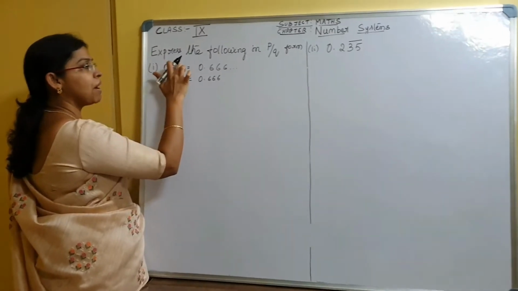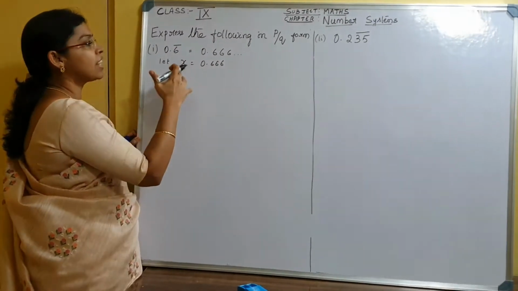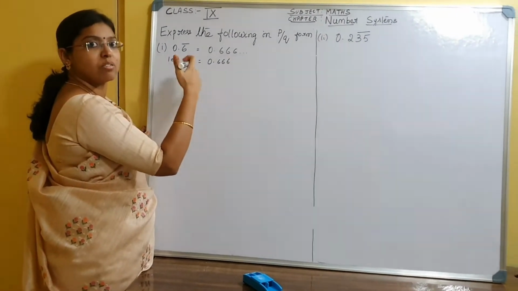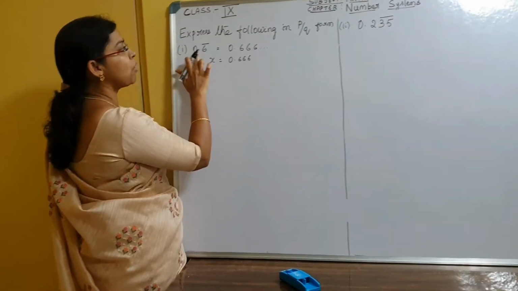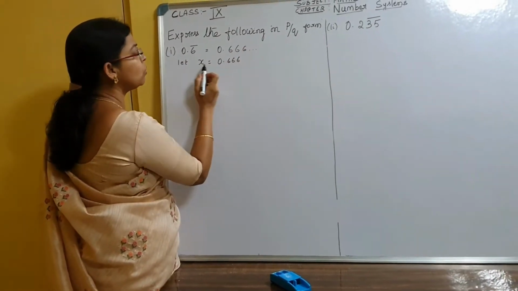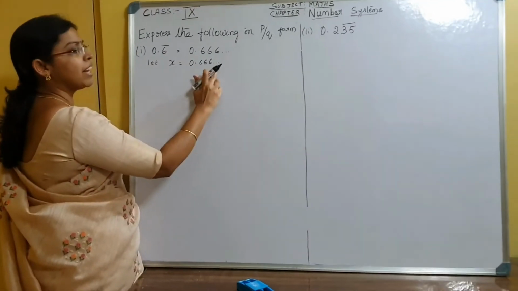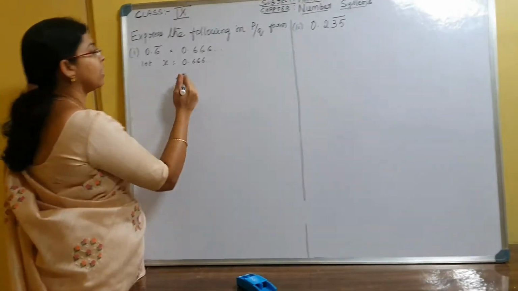Already 0.6 bar is a rational number only because it is recurring. We have seen that rational numbers are terminating or non-terminating, but they are also recurring. So here we need to represent 0.6 bar in the form of p by q. Let x = 0.66... Do not forget to write dots to show that it is recurring.